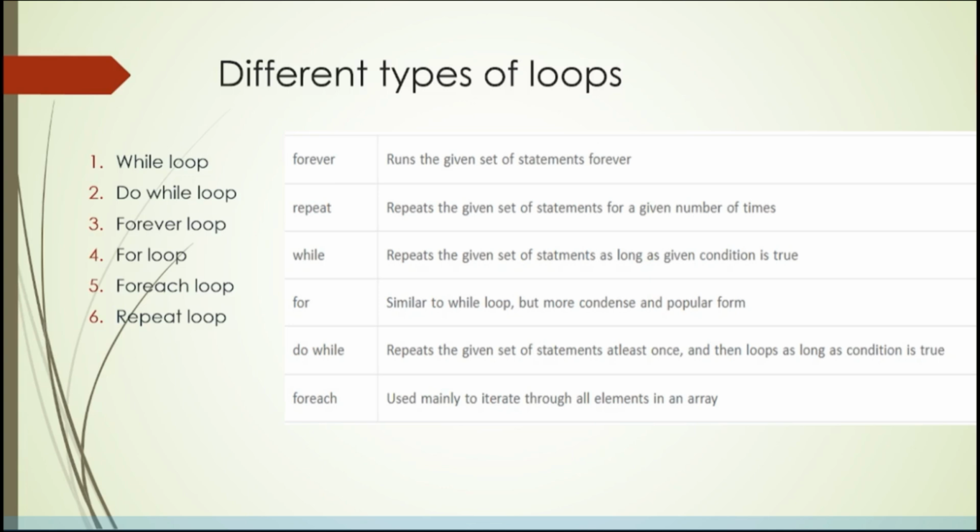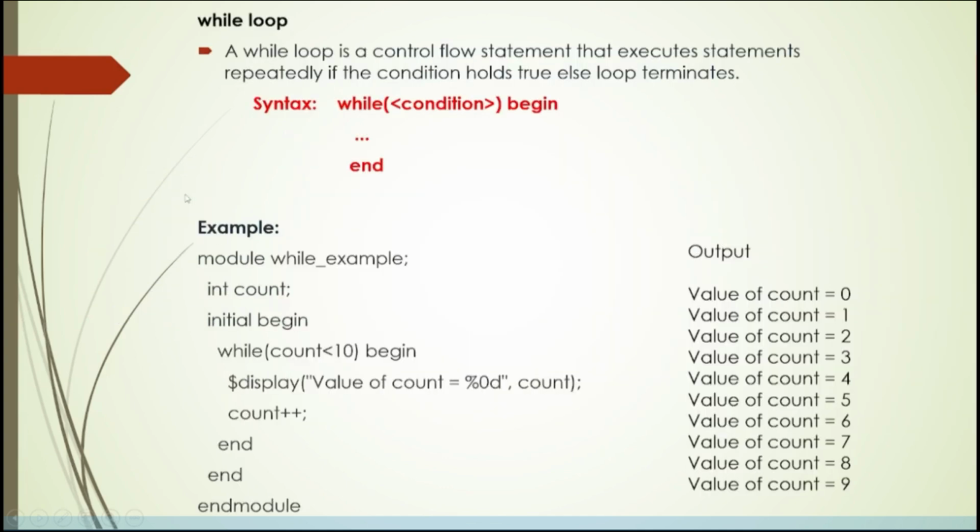But in SystemVerilog, there were some more loops which were introduced. The first one was do while loop, then foreach loop, and repeat loop. So these are the things that were introduced in SystemVerilog. While loop, you already know, if you are familiar with C language or any language. Basically, while you will be giving the condition. If the condition is true, then the statements within the while loop will be simulated. If not, it will be exiting the loop.